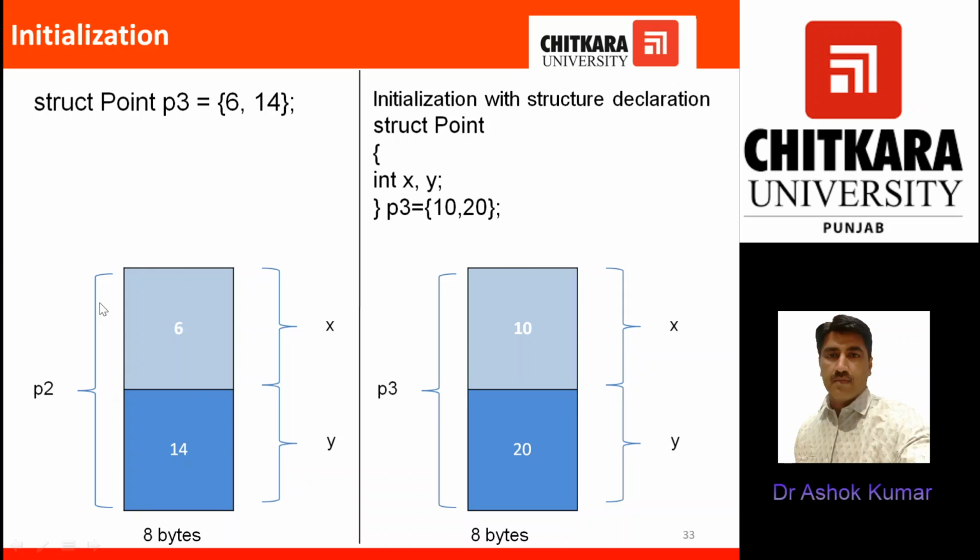So I have shown that in this diagram over here. Here I have mistakenly written P2, but actually it's P3. So P3 has two members x and y. The value of the x member will get initialized to 6, and that of y will get initialized to 14.